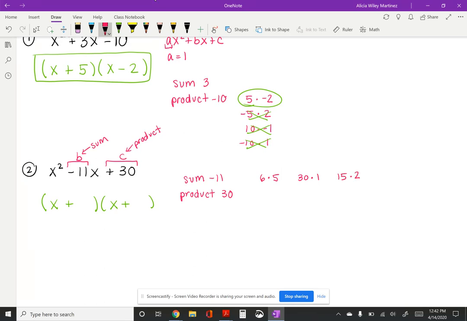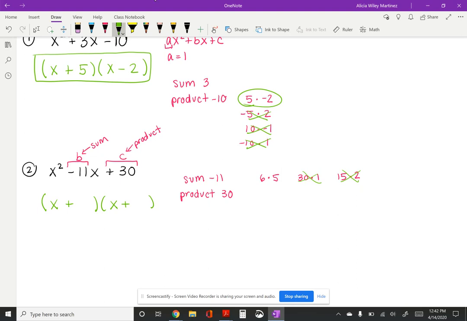But if I think about this, when I add 15 and 2 together, that's going to give me 17. So that's not going to work. That's not even close to 11. 30 plus 1 is going to give me 31. That's not going to work either. So 6 plus 5, that gives me 11.